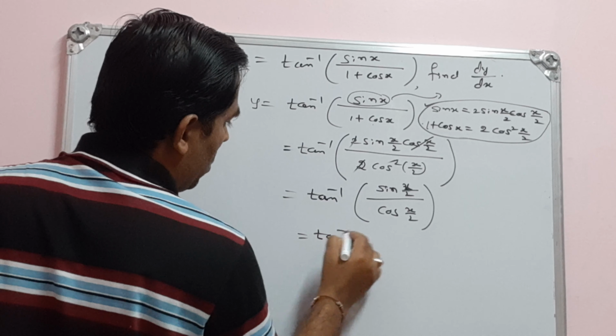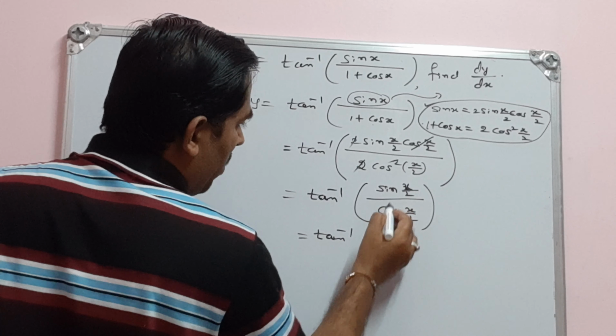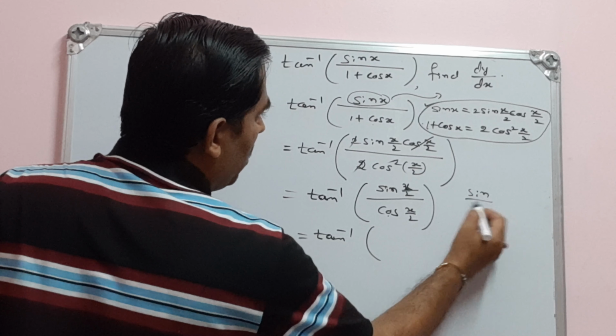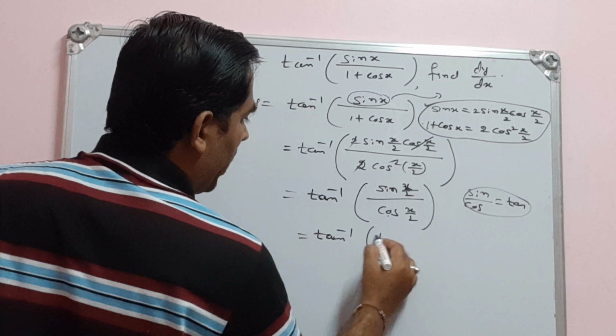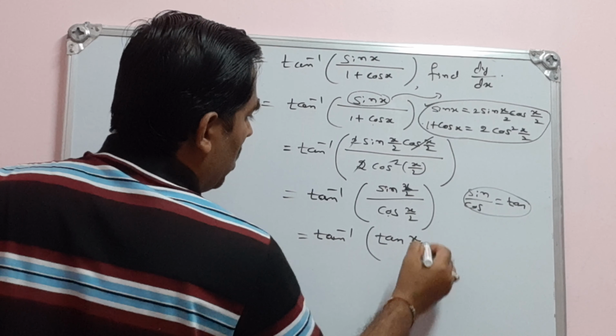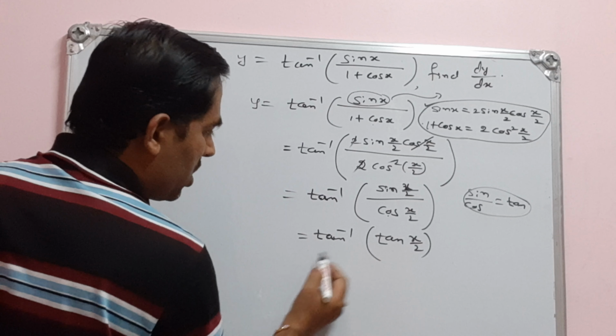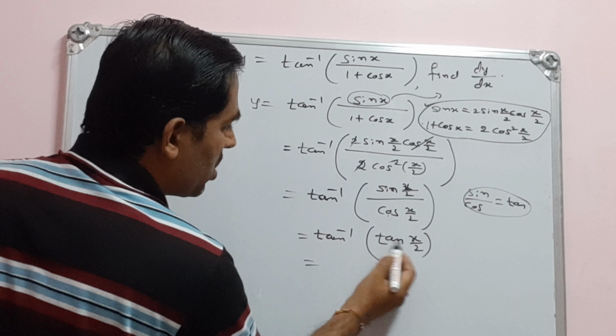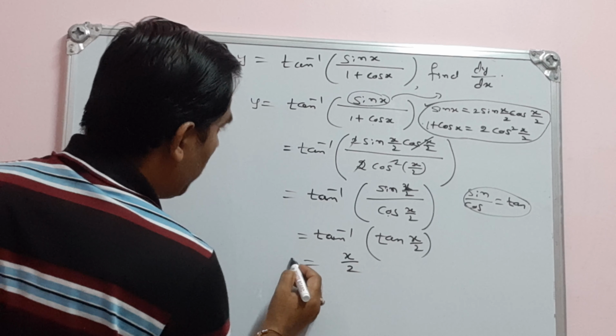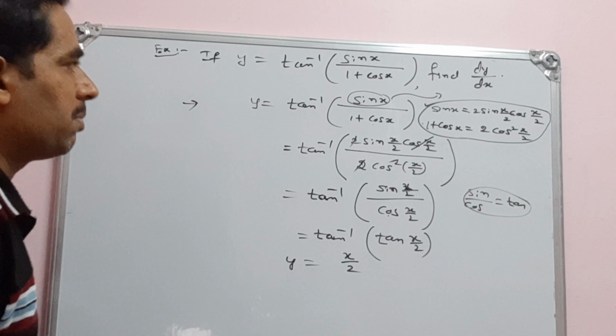Tan inverse of sin divided by cos. What is the ratio of sin of the angle by cos? That is tan. So I can write it as tan x by 2. Sin by cos is tan. So tan inverse of tan means, by inverse trigonometric functions, I can write the angle here, x by 2. The left hand side I have y.